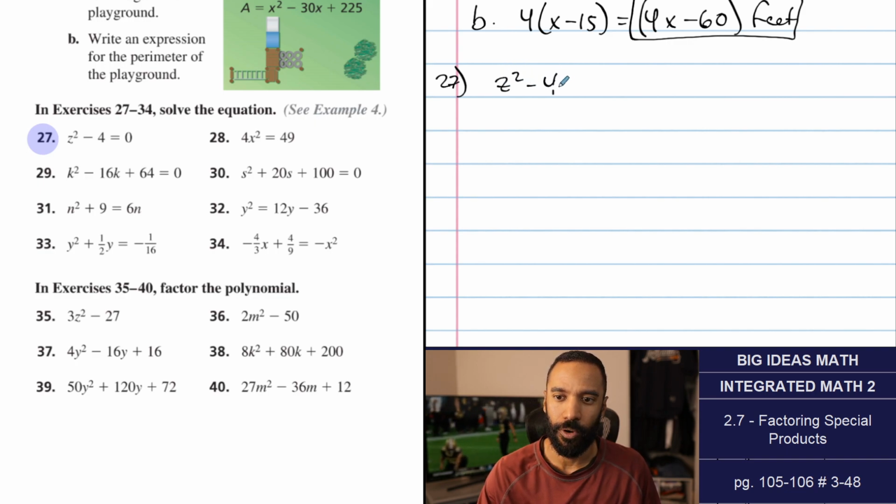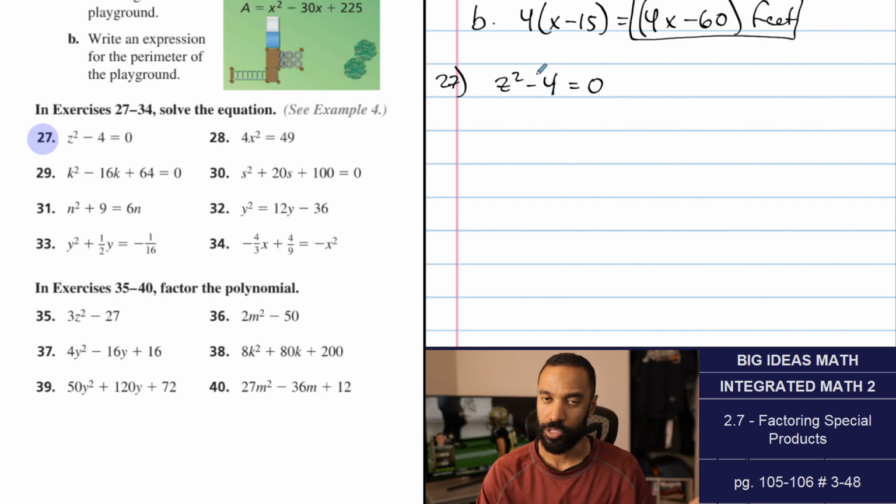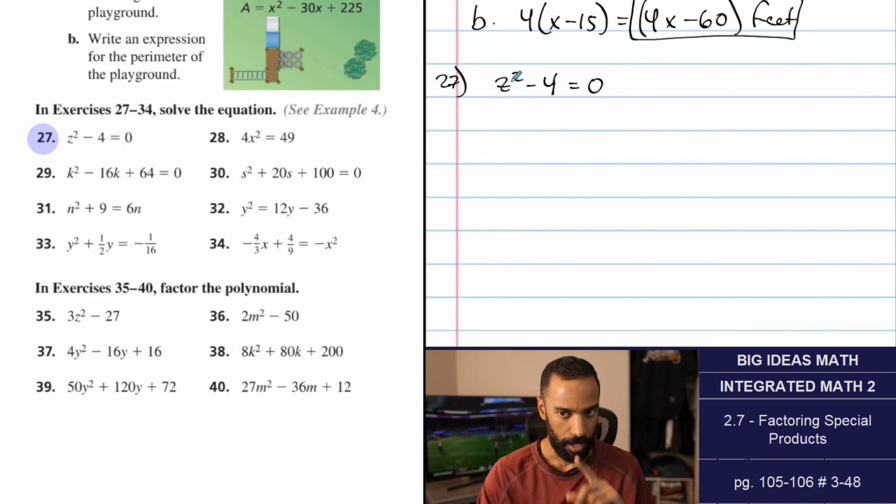Z squared minus 4 equals 0. We want to solve using zero product property. Set it equal to 0. This is in standard form. I'm going to factor this side. This is z squared minus 2 squared, which factors into z minus 2 times z plus 2.